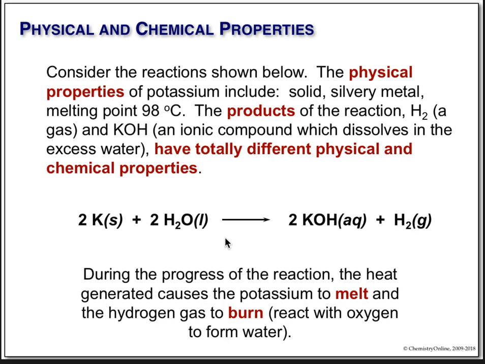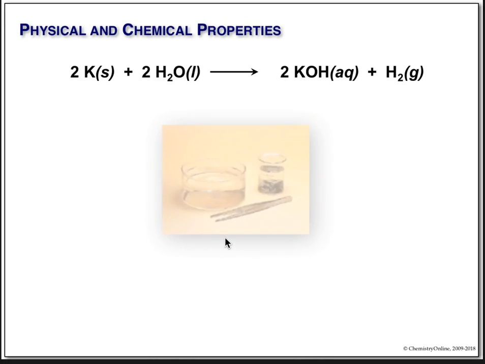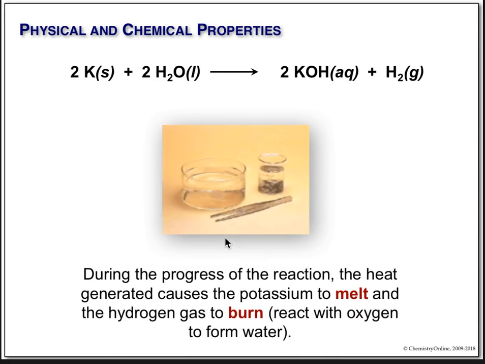Now the fun part is to actually do this. Here is our potassium under a little bit of oil. This is water. What's going to happen is they're going to react. We're going to form hydrogen gas. But it's really hot. And there's oxygen everywhere. So the hydrogen will instantly react with the oxygen because of the heat, and it'll burn. So here's what happens.